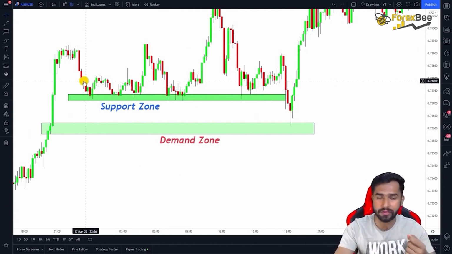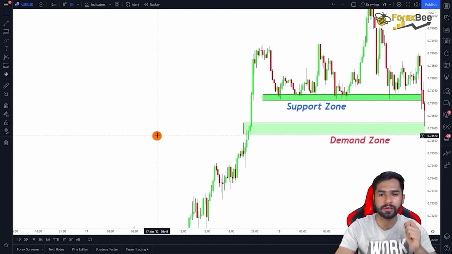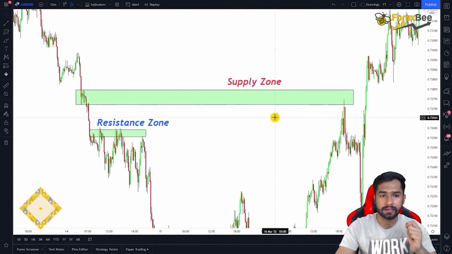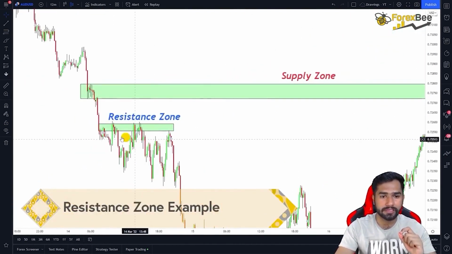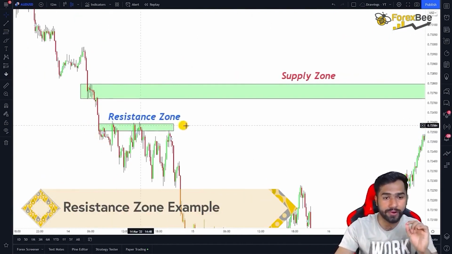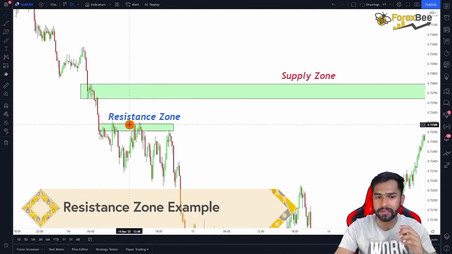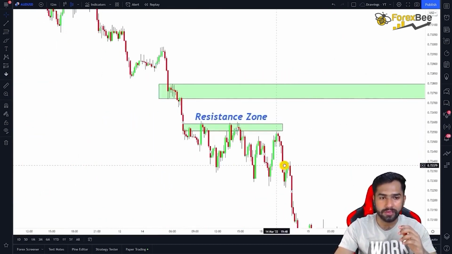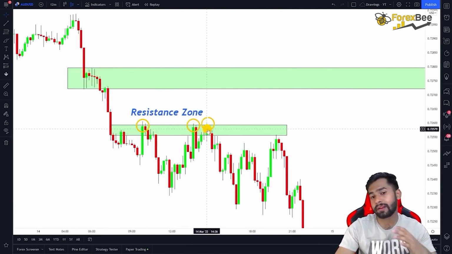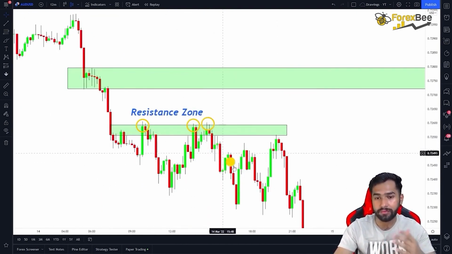Now let's talk about the resistance zone and the supply zone. So let me just go here. Here you can see the resistance zone forming, in which the price is getting rejected. The buyers are trying to break this level, but the price is getting rejected again and again. Let me just zoom in. So here you can see that price is getting rejected, the market comes back but gets rejected and then again moves in the bearish direction.